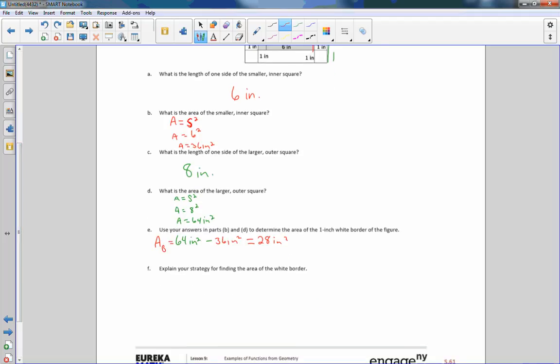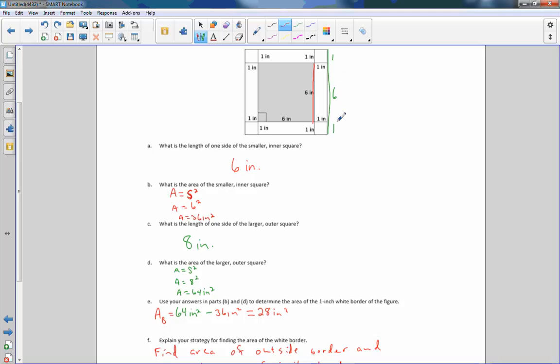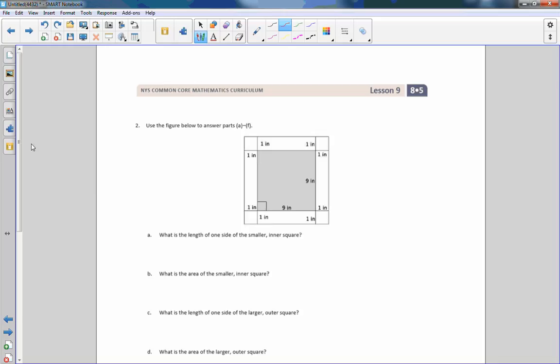So what strategy did we use to find the white border? Okay, so what did we do? Find the area of the outside border and subtract the area of the inside border. Okay. So in other words, we took the 6, 6 squared, and then the 6 plus 2, which is 8 squared. So we're just adding 2 every time is what it will appear to be, because these corners here are going to be 1 by 1. Okay, so let's move on to the next problem, and this is just going to be repetition.